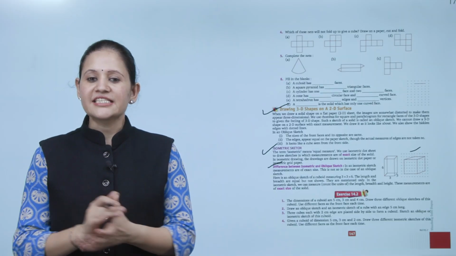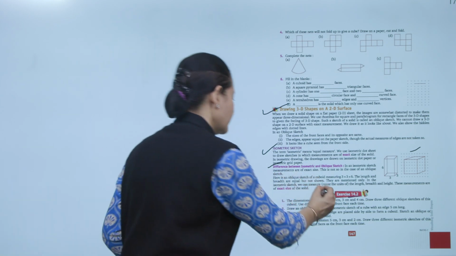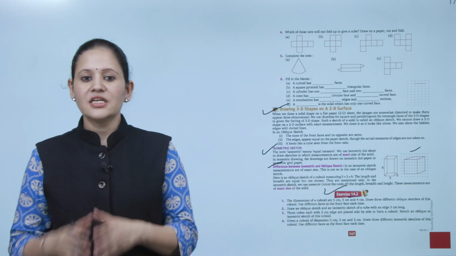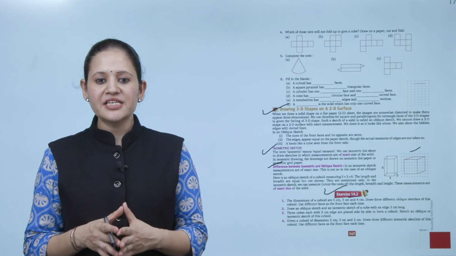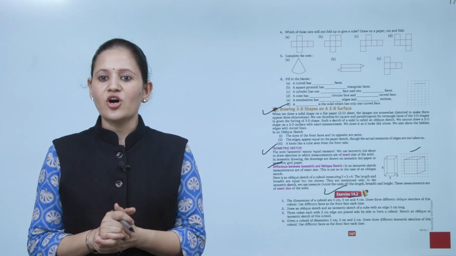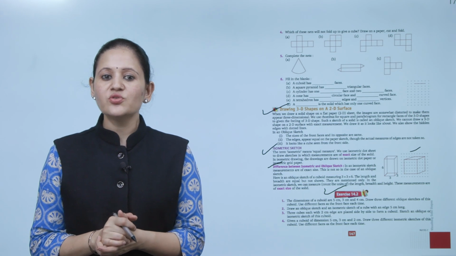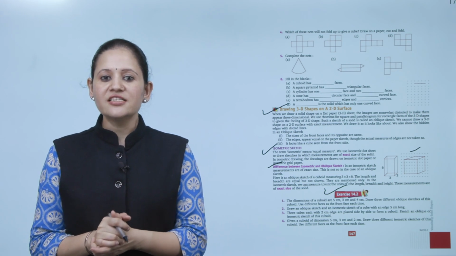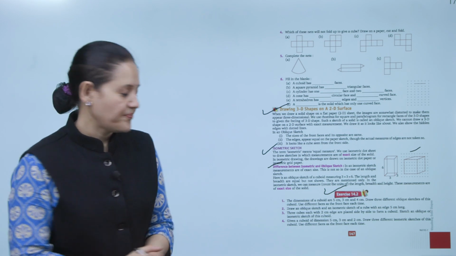Clear? Next is exercise 14.2. The dimensions of a cuboid are 5 cm, 3 cm and 4 cm. Draw 3 different oblique sketches of this cuboid. Use different faces as the front each time.